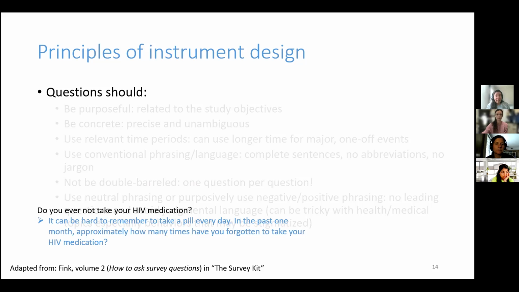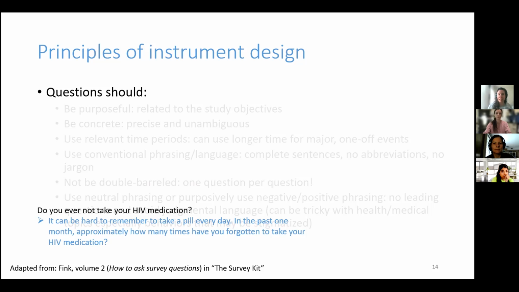Something that I ask about not infrequently in my own research is adherence to medication. So you could ask, do you ever not take your HIV medication? That's very neutral. But because of social desirability bias, someone may not answer that in a very honest way. So another way to ask it could be, it can be hard to remember to take a pill every day. In the past month, about how many times have you forgotten to take your HIV medication? So this is kind of a leading question, assuming that the person has forgotten to take their medication at least once.